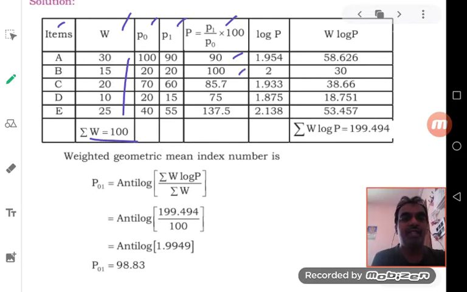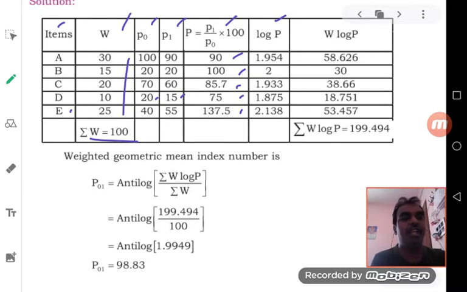For C, 60 divided by 70 into 100, you should get 85.7. Always it should be current year price divided by base year price into 100, P1 by P0 into 100. So for D, 15 divided by 20 into 100, you will get 75. And for the last commodity, 55 divided by 40 into 100, 137.5. Now the next column is log P.